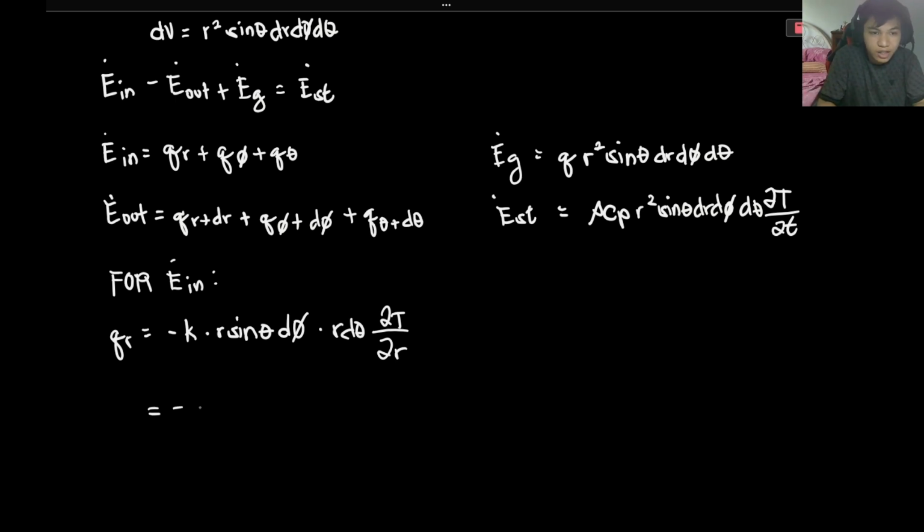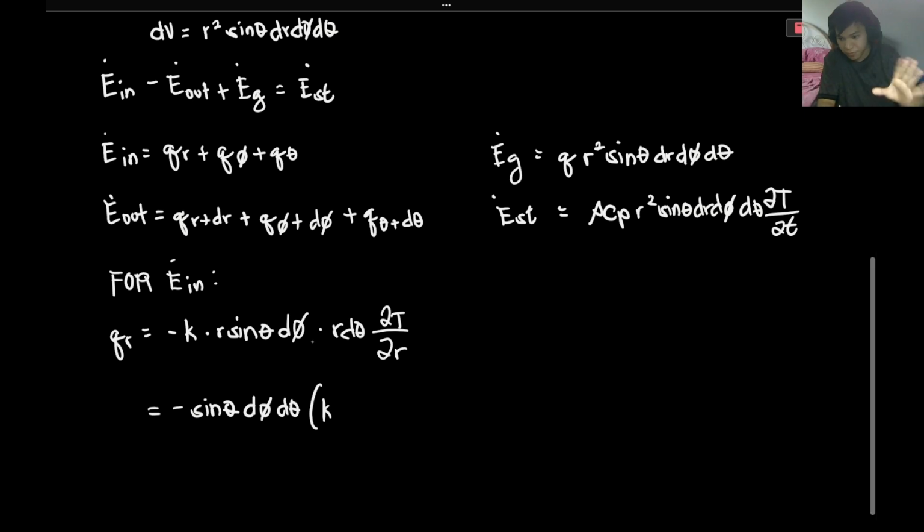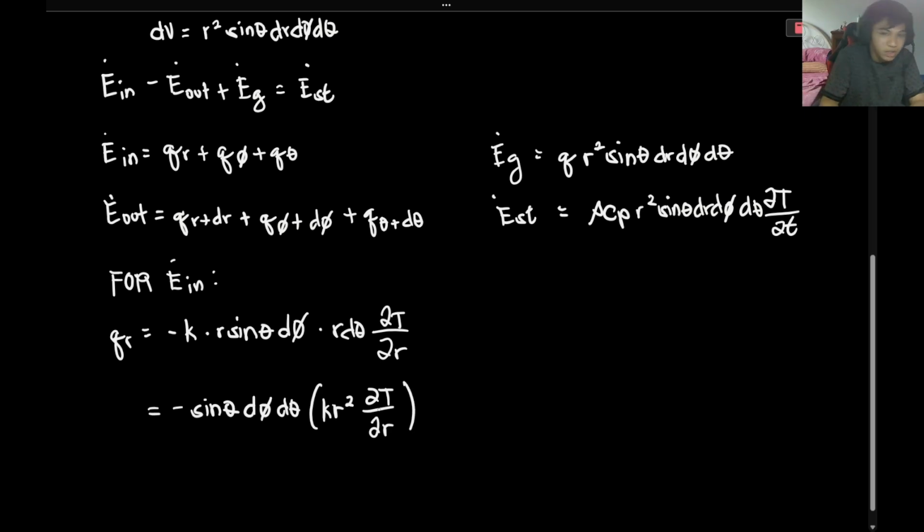Okay? And we will put the other signs inside the partial derivative. So, we will have a negative sign, sine theta d phi d theta, and then the rest, we will put inside our partial derivative. So, we have k, since k is basically our thermal conductivity. So, it's a constant, but we can define it as a part of the partial derivative. We have r squared and then the partial derivative of T over r. So, this is our Qr.